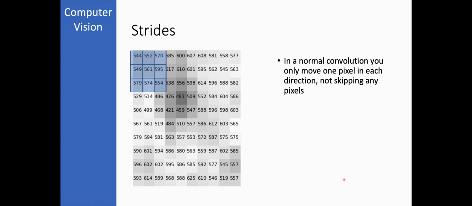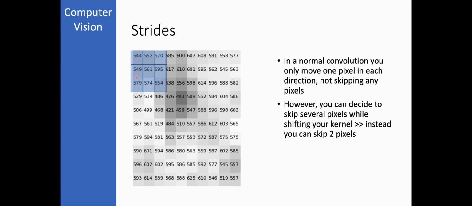Now, there are actually quite a number of ways to do this, and we'll see two of them. One of them is strides. In a normal convolution, you only move one pixel in each direction, and you wouldn't skip any pixels. So first you would compute it here, then you would compute the convolution here, and so on. But there is no reason why you shouldn't skip pixels. You can shift by 1, but you can actually shift by 2, by 3, by 4, and so on. So you can decide to skip several pixels while shifting your kernel.